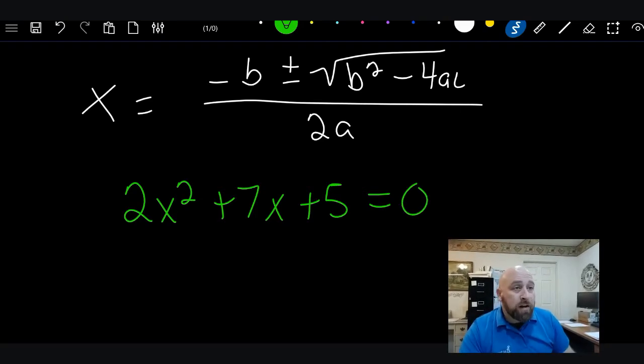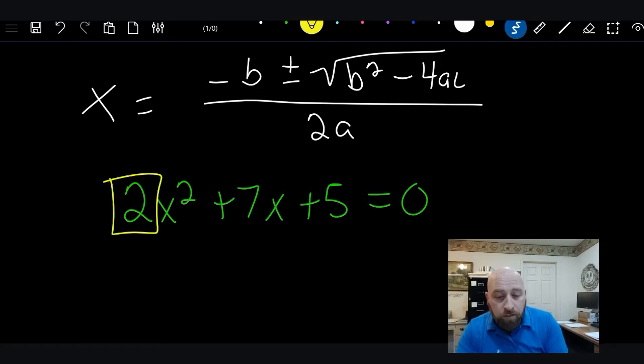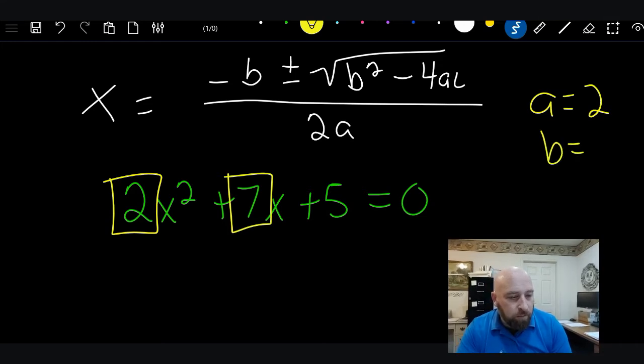So there's our quadratic formula. And now we need to make sure that we know what the a is, make sure we know what the b is, make sure we know what the c is, because that's going to be very, very important. So there's our a. So our a equals, I'll put it over here, a equals 2. Here's our b. Our b equals 7. And then here's our c.